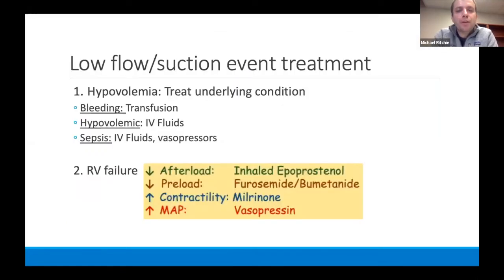So treatment for low flow or suction events is to treat the underlying condition. If you think it's bleeding, transfuse them. Hypovolemia, give them IV fluids. Oh, sorry, sepsis shouldn't be in there, I apologize.